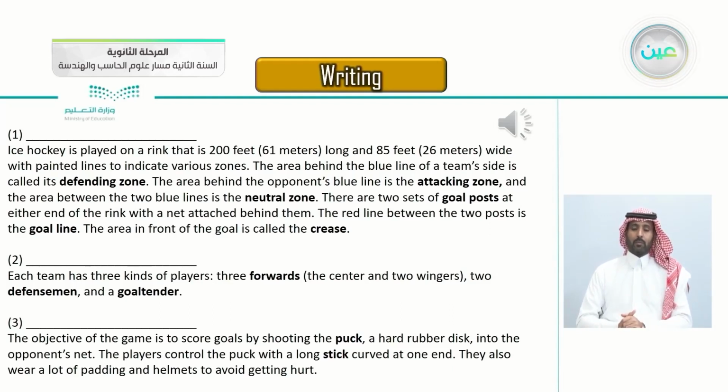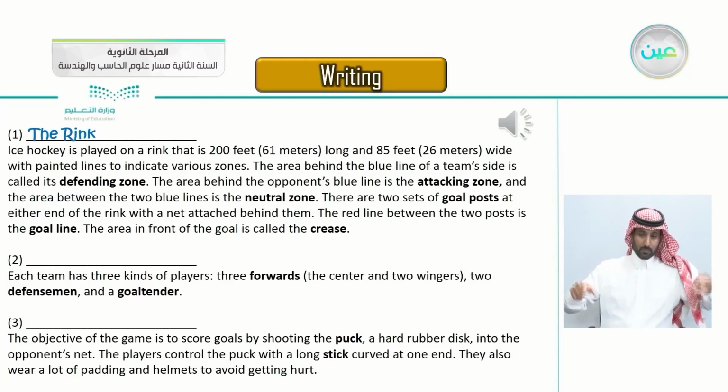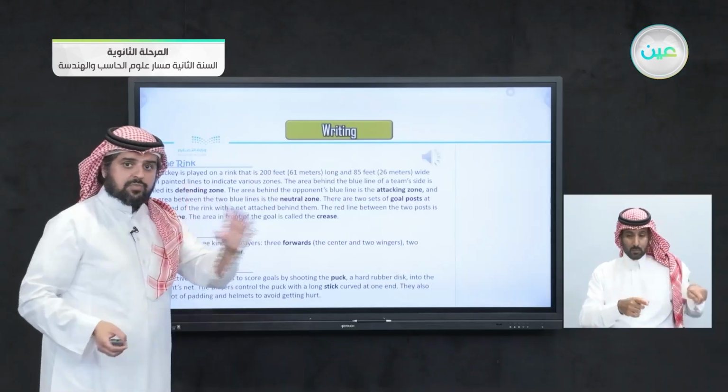So the first 3 parts of the article. Number 1, what's the correct heading here from the box? So let's see the answer here. It's the rink, because it's talking about the rink and each position in the rink.